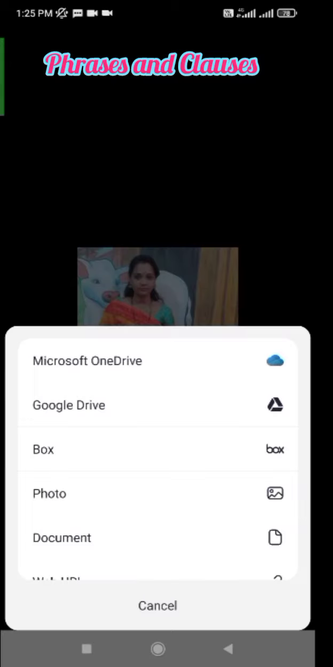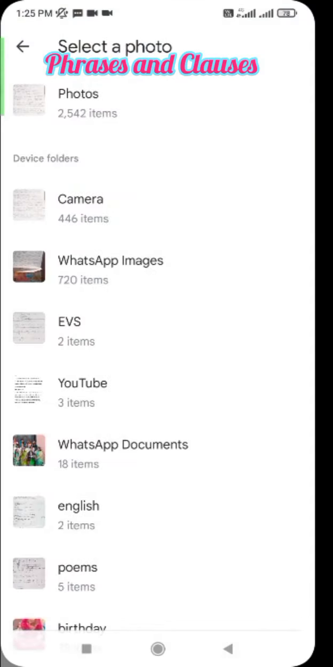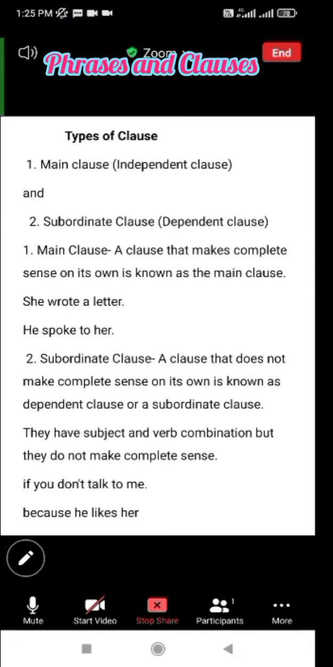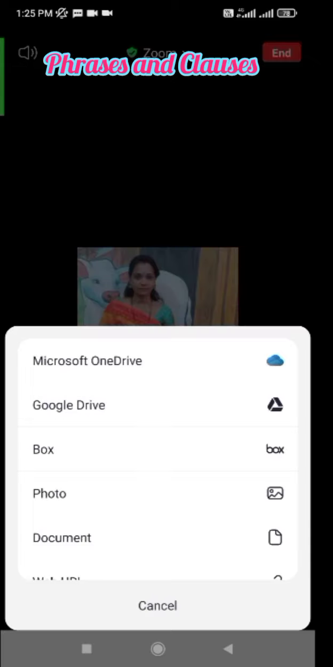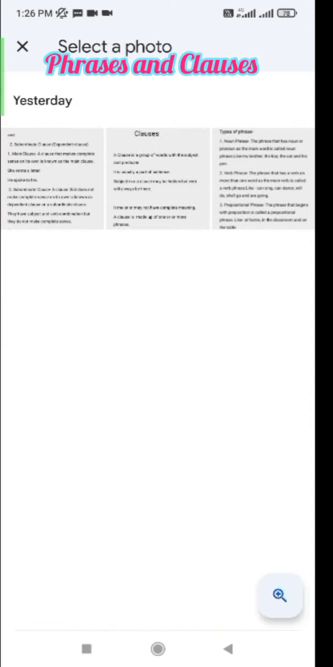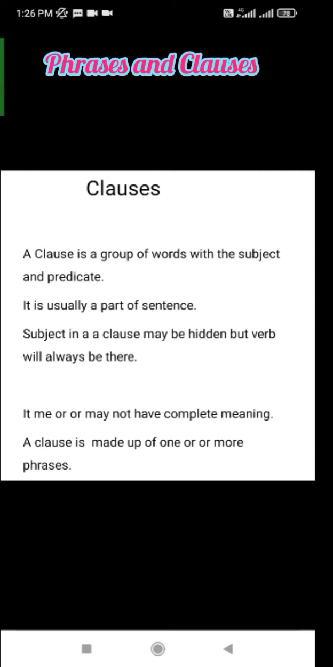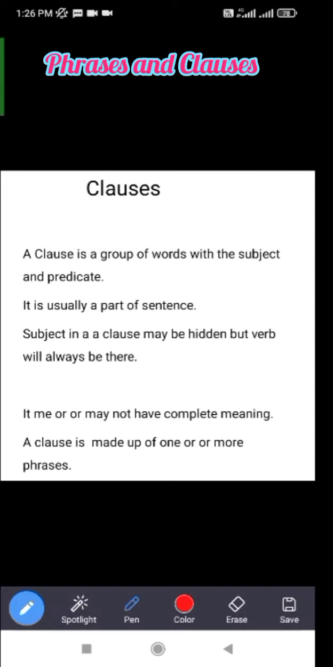There are more. Let me go ahead and I'll be showing you next. So these were the types of phrase. I hope it is clear to you what a phrase is and what the types of phrase are. So now we will be going ahead with clauses. After we study clauses, we will recall phrases also. Now the next, as I said, is the clause.